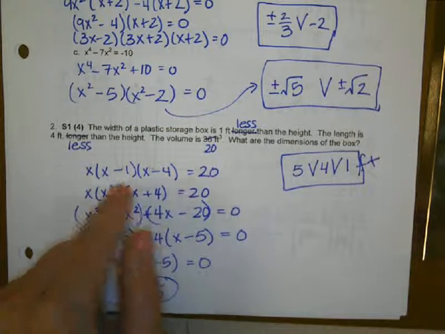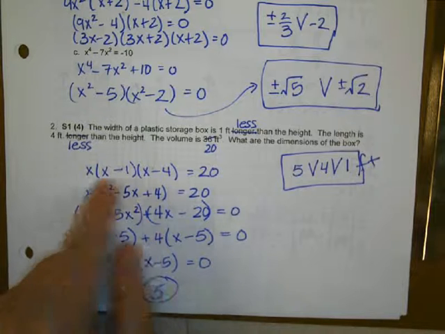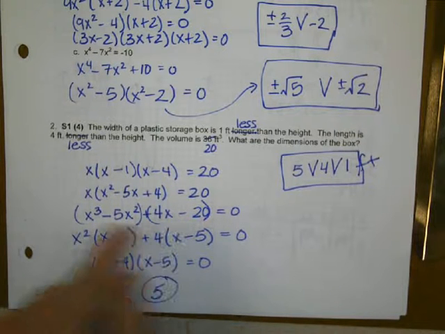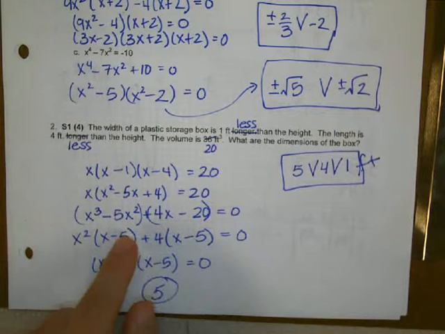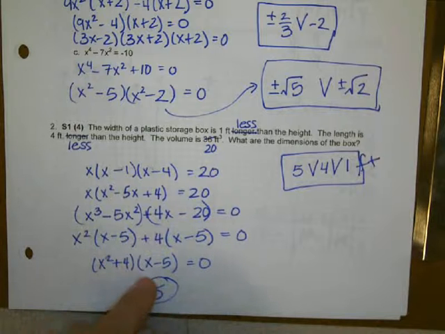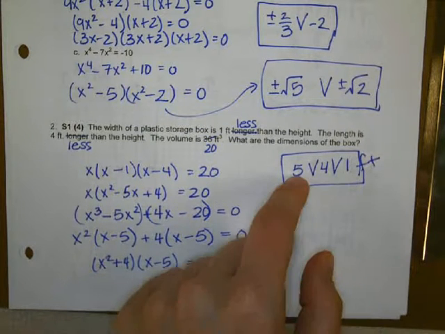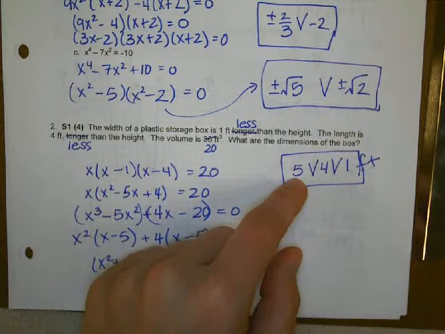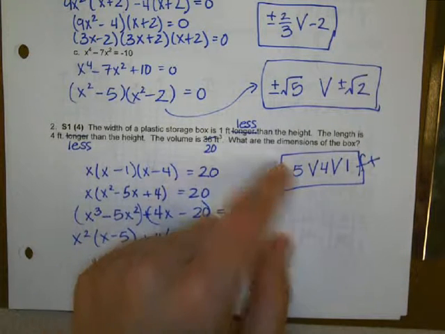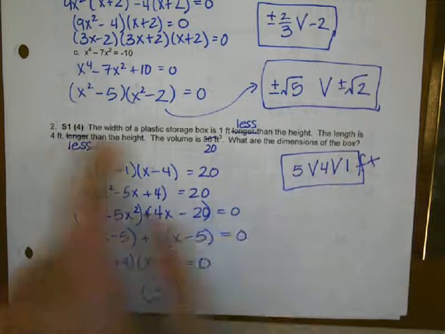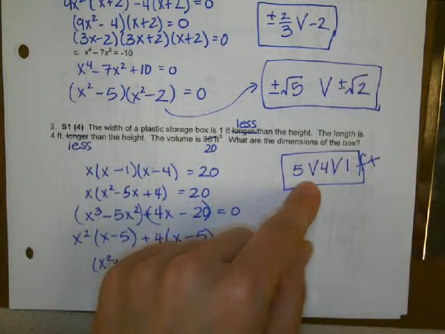Then I foiled those together, distributed the x through, and moved the 20 over. And then I have 4 terms, so I can factor by grouping. And then once I get down here, the only answer that makes sense is 5, because the other ones would be imaginary. So then I take the 5, and then that would be my height. 1 foot less would be 4. 4 feet less would be 1. So those are my dimensions of the box.